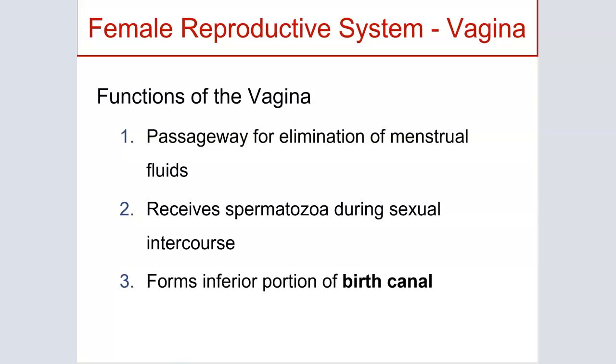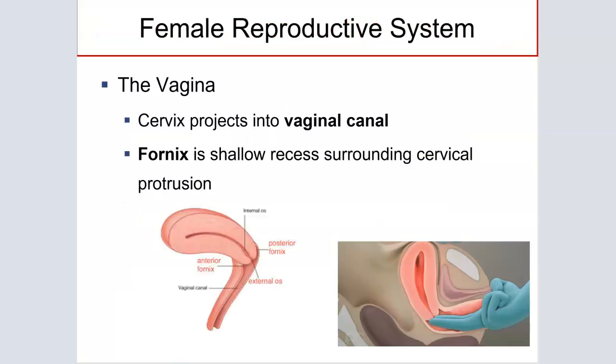Now, we mentioned that the cervix projects into the vagina. So in this picture, here's the cervix and it sticks into the vagina. And there's a little space all the way around the cervix. It's called the fornix. We're not memorizing anterior posterior, but it's a small space or recess. You can palpate your cervix. This is what they do during an exam. So you'll feel the cervix, the Os, and then there's a little space all the way around it, and that's called the fornix.